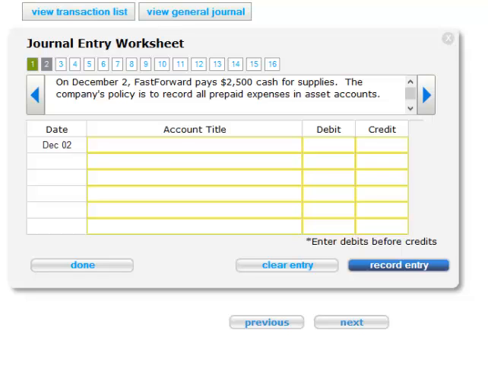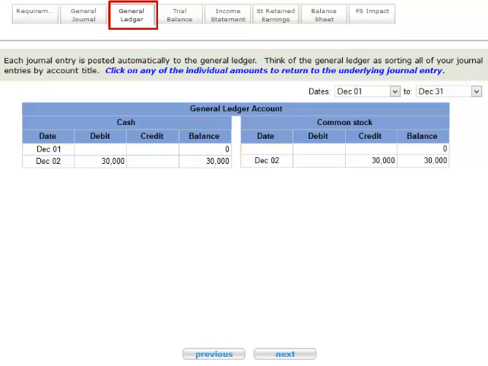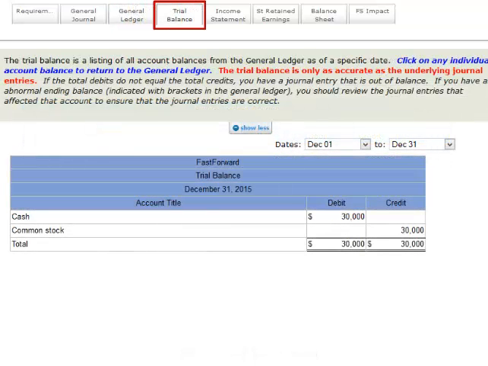But before we record the next transaction, let me show you the impact of our first journal entry. The journal entry is automatically posted to the General Ledger, our T accounts. We see the debit to cash and the credit to common stock. If we were to prepare a trial balance after the first transaction, we'd see the two accounts, a debit balance in the cash account and a credit balance in common stock.